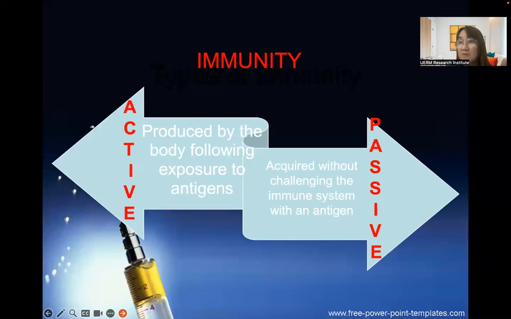There are two types of immunity, active and passive. Active is produced by the body following exposure to antigens, and passive immunity is acquired without challenging the immune system with an antigen.